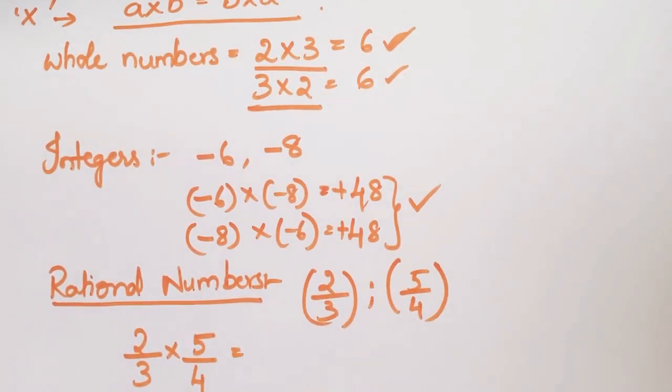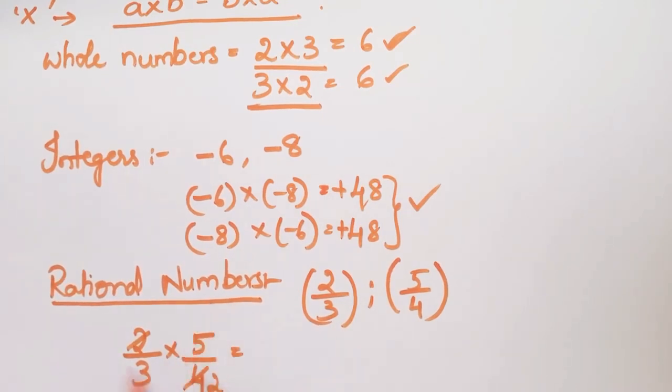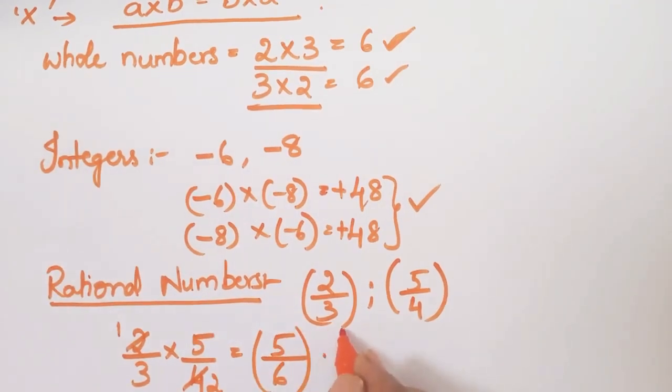What did I tell you? It's so simple. If any cancellations are possible, you can always do them. That is 2 ones are 2, 2 twos are 4. Any more cancellations possible? No. So 1 into 5 gives you 5, 3 into 6 gives you 6 here. So my result is 5 by 6.